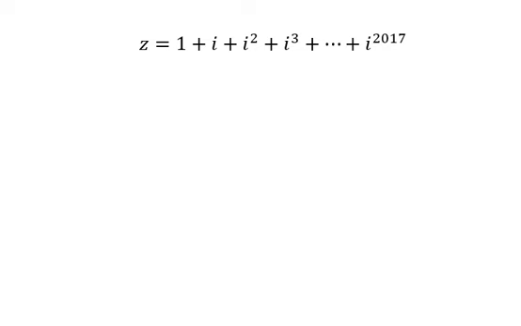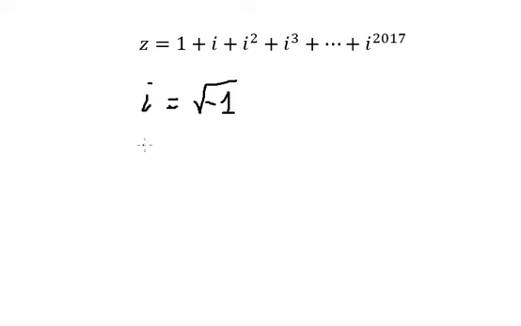Hello everybody, so today I want to talk about complex numbers. Now I want to show you how to answer. We need to know that i is the square root of negative 1.